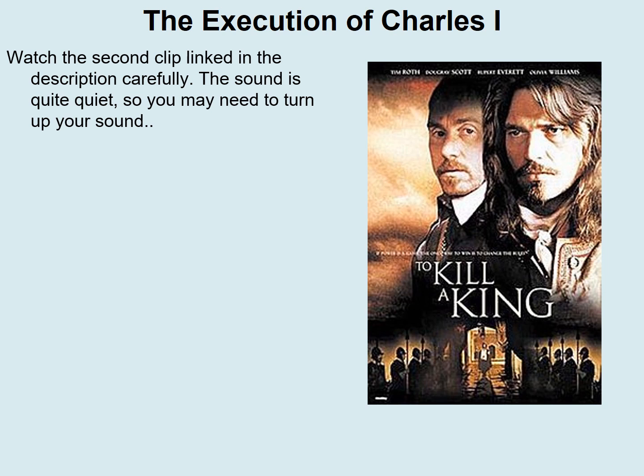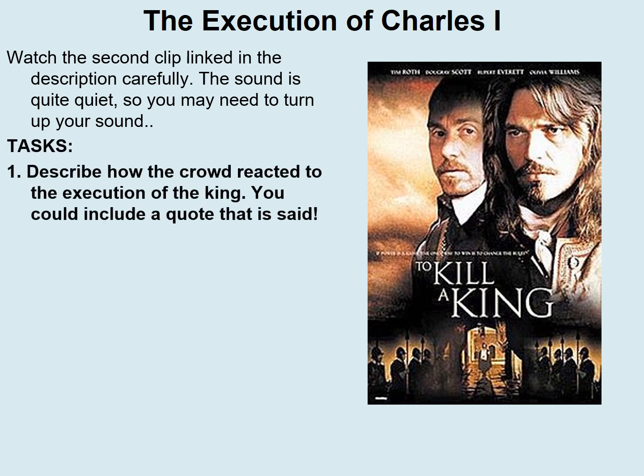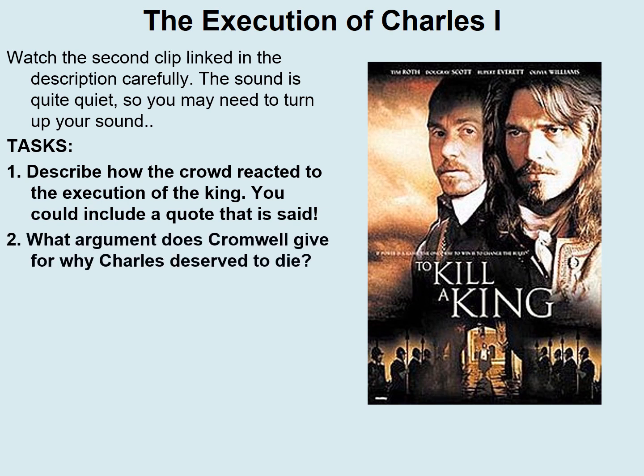Alright, like the last one, the first part is probably the most accurate in terms of the words spoken, whereas the second bit probably has a bit more artistic license. Here are your tasks. Firstly, describe how the crowd reacted to the execution of the king. You could include a quote of what is said. What argument does Cromwell at the end give for why Charles deserved to die?